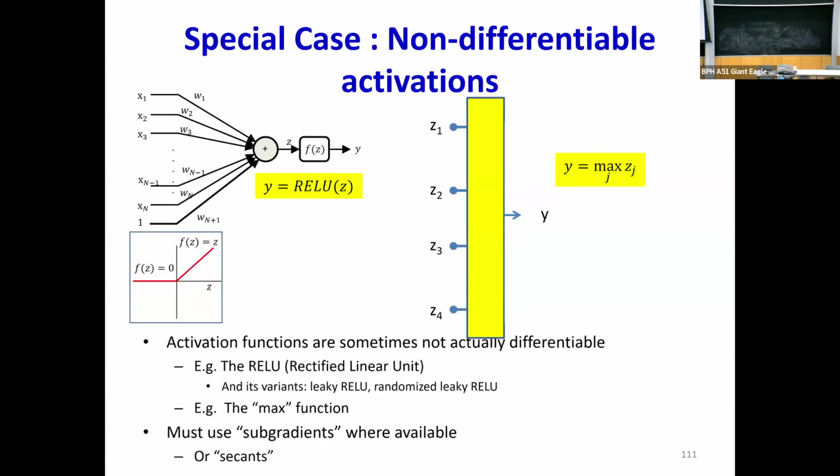Not sure. What do you mean? This y equals f of z. It's ReLU of z, right? Yeah. That is, z is the input, is it not? Yeah. So how much does a small perturbation of z change y at 0?